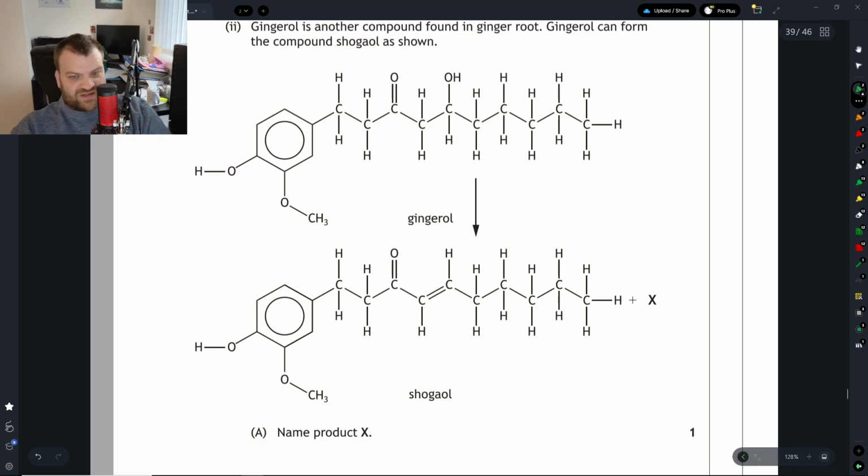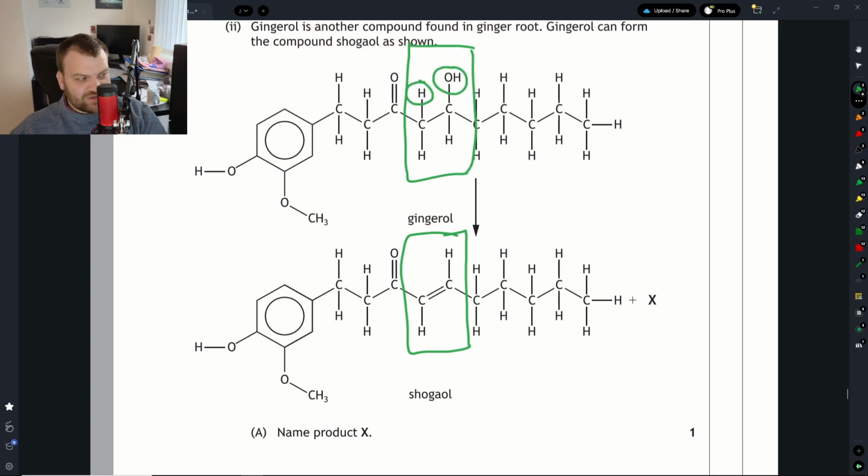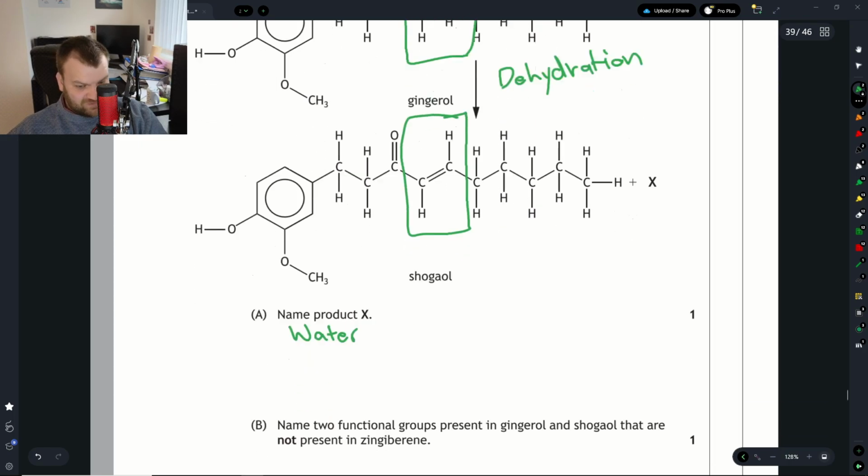In this question, we try and spot the difference to see what has been chopped out of this chemical. The double bond's the only thing that's different. So I'm looking at this section of the chemical, which is up here. It has to have lost an OH and a H. That makes our product water. The reaction is a dehydration, where water is removed and a carbon-to-carbon double bond has been made.